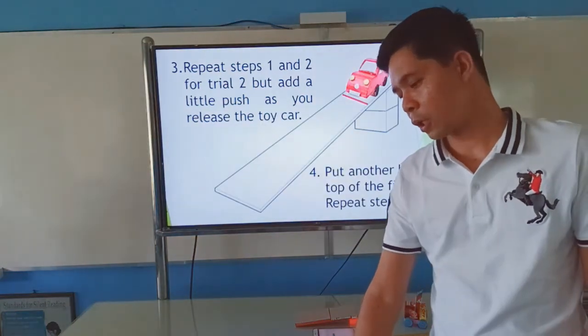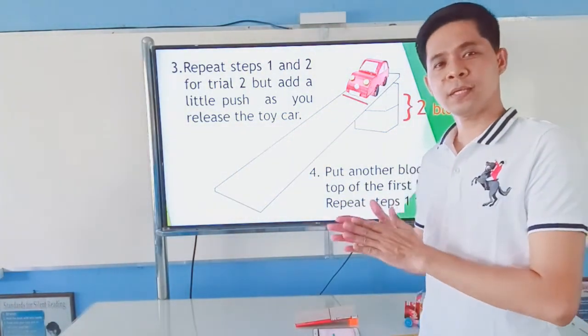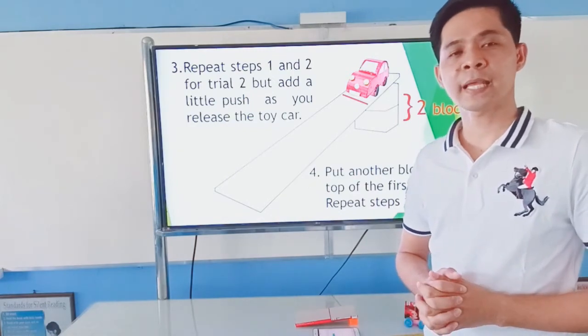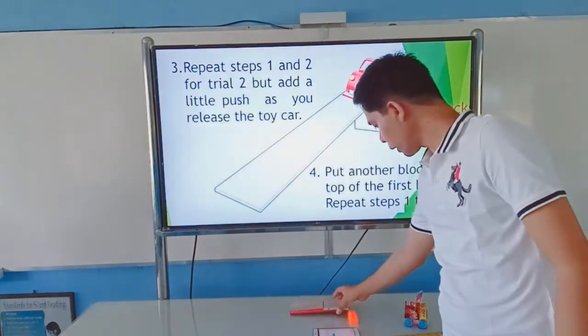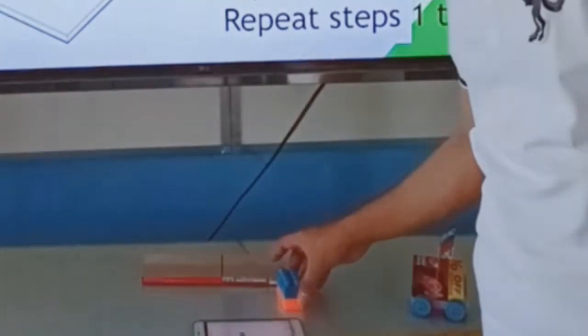Put another block on top of the first block and repeat steps 1, 2, 3. So this is now the second setup because we are going to add another block on top of the first block. And let's position the ramp. So now, for the first trial of the second setup, let's just put the toy car on the ramp and let it accelerate down the ramp.